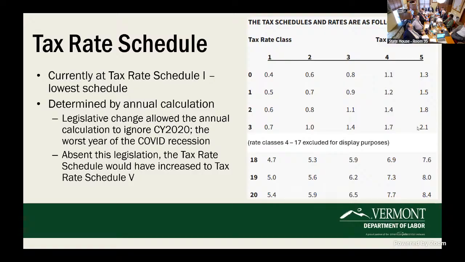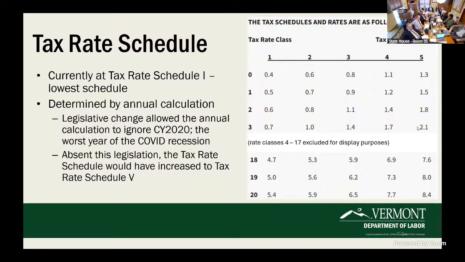4.7%, 5%, 5.4% versus the lower tax rates for people that aren't using it. Left to right is the tax rate schedule, which gets set annually based on a calculation. In essence, asking the question, how healthy is your trust fund? Do we need to start collecting more money? Does utilization look like it's increasing so that the fund needs additional support?